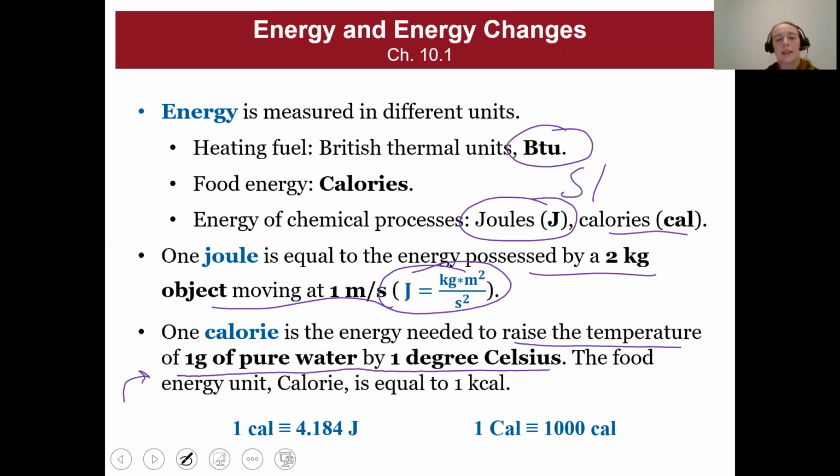So a calorie is related to raising the temperature of water. And a food calorie is equal to 1 kilocalorie. So note, food calorie has this capital C, whereas our chemical calorie has the lowercase c. And 1 calorie is equivalent to, or defined as, 4.184 joules. And this little equal sign with 3 lines means that it's an exact conversion.